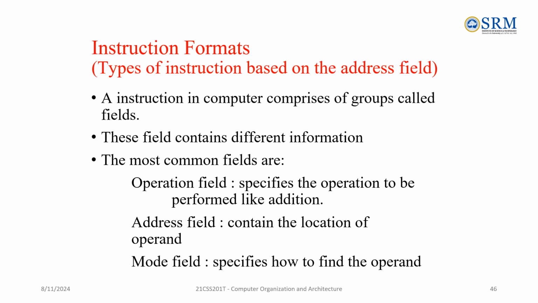So instruction format: an instruction in a computer comprises groups called fields. These fields contain different information. The most common fields are operation field, address field, and mode field. Operation field specifies the operation to be performed, like addition, subtraction. Address field concerns the location of the operand. Mode field specifies how to find the operand.